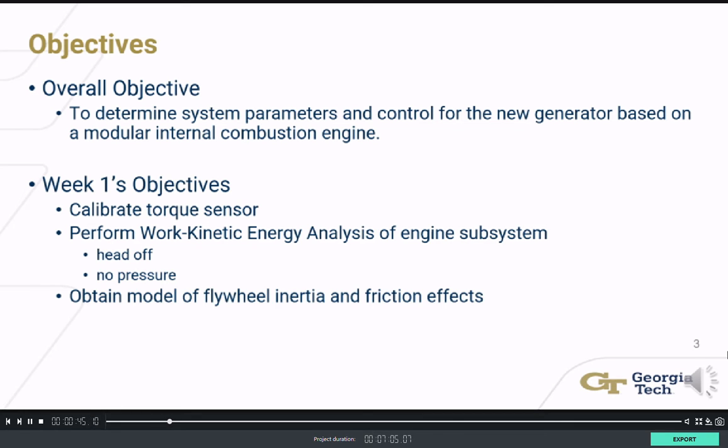The overall objective of this experiment is to determine system parameters and controls for a newly developed engine. In the first week, we calibrate the torque sensor and perform the work energy analysis of the motor without head to minimize the effect of air. Also, we obtain the flywheel's inertia and a piston's friction effect.